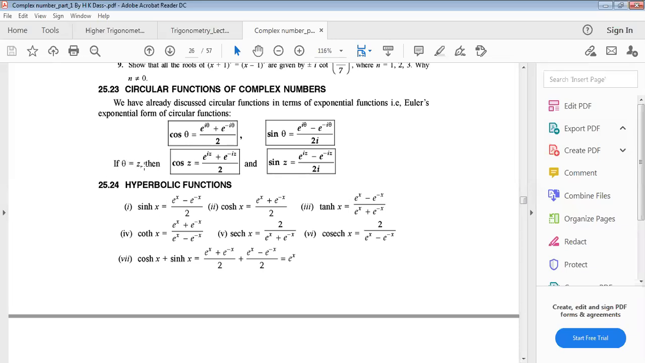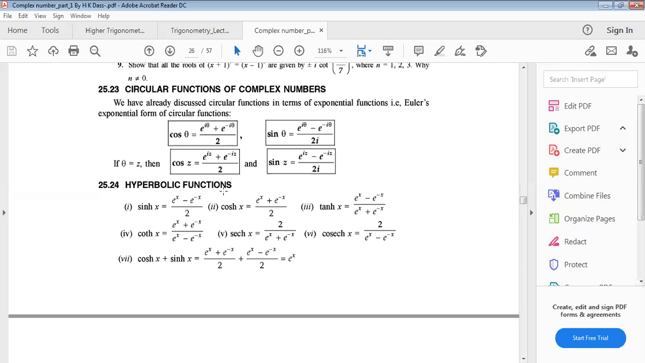If we replace theta by z, then it will be a complex function. Trigonometric functions are circular functions because this is a wave function, periodic function, all are circular functions. And if we replace theta with z in circular function, then it will be the circular function of complex number. It is also known as Euler's exponential form of circular functions.